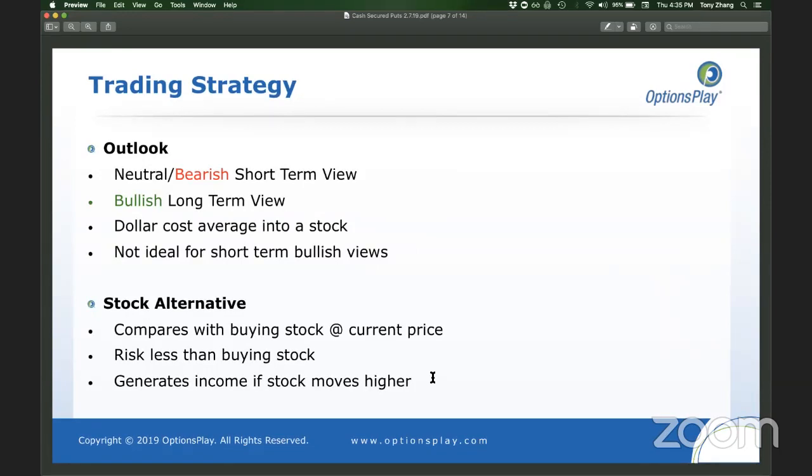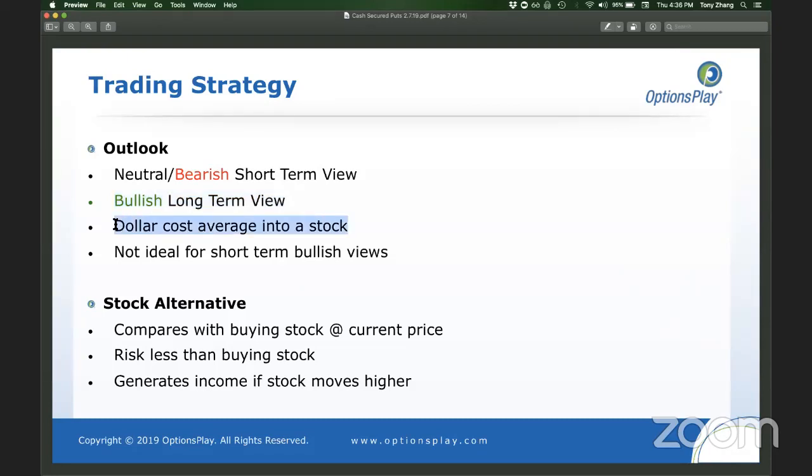So as far as a trading strategy goes, this is really something that you want to deploy for your portfolio when you have a neutral or bearish short-term view on an underlying stock, but you have a long-term bullish view on that stock. So like I said, in Apple, I have a long-term bullish view. I feel that the correction that we've had over the last 6 months in Apple is a bit overdone. It's starting to turn around, so I have a long-term bullish view. But over the next couple of weeks, I have a fairly neutral, perhaps even slightly bearish view in the short term. That's why I would want to consider selling a cash secured put.